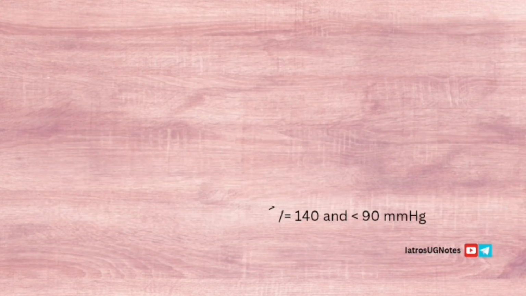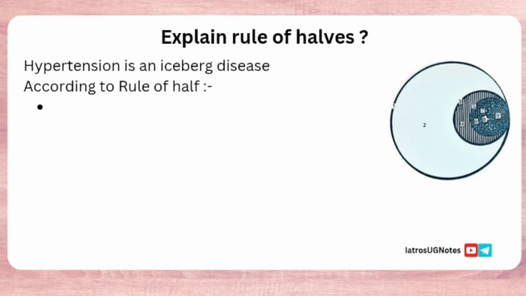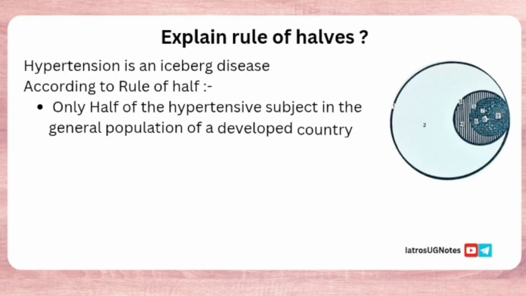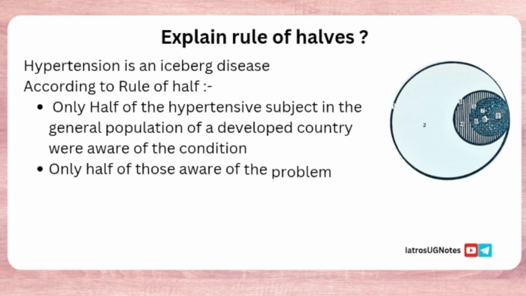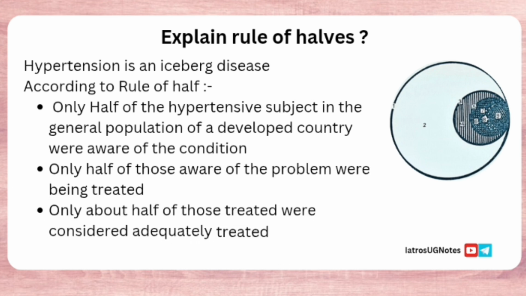Explain rule of halves. Hypertension is an iceberg disease according to the rule of halves. Only half of the hypertensive subjects in the general population of a developed country were aware of the condition. Only half of those aware of the problem were being treated. Only about half of those treated were considered adequately treated.